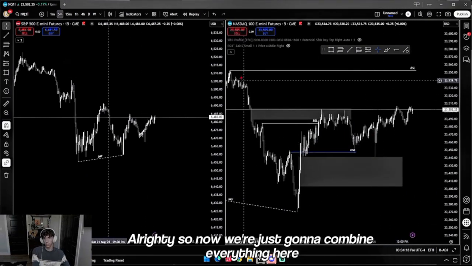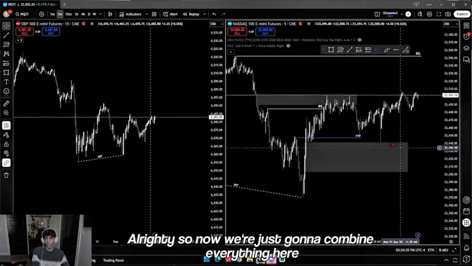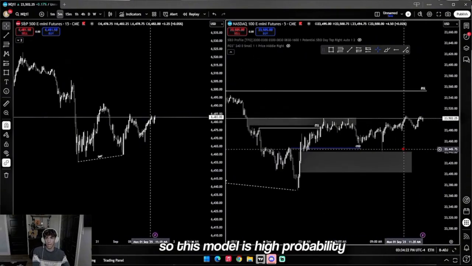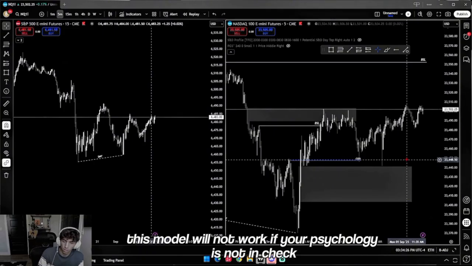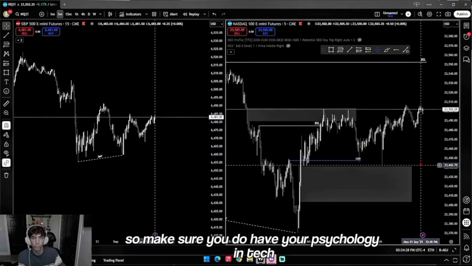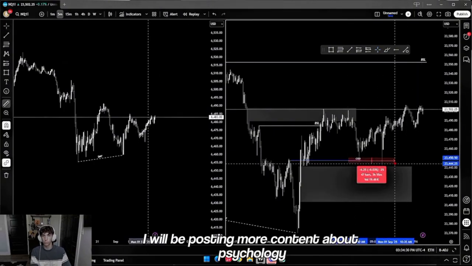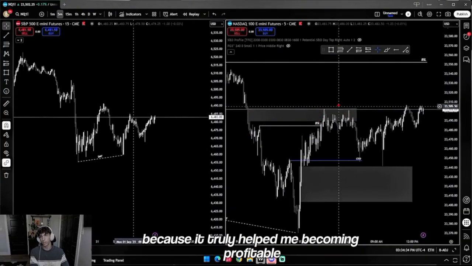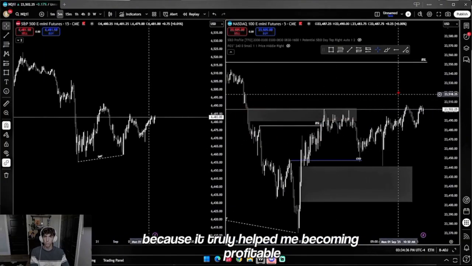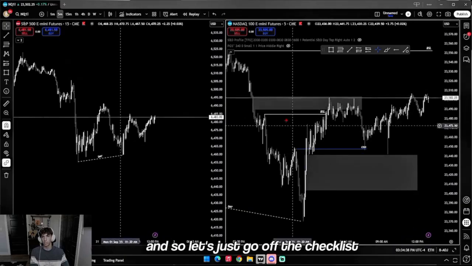Alrighty, so now we're just going to combine everything here. So this model is high probability. This model will not work if your psychology is not in check, so make sure you do have your psychology in check. I will be posting more content about psychology so I can help y'all with that, because it truly helped me become profitable. And so let's just go off the checklist.